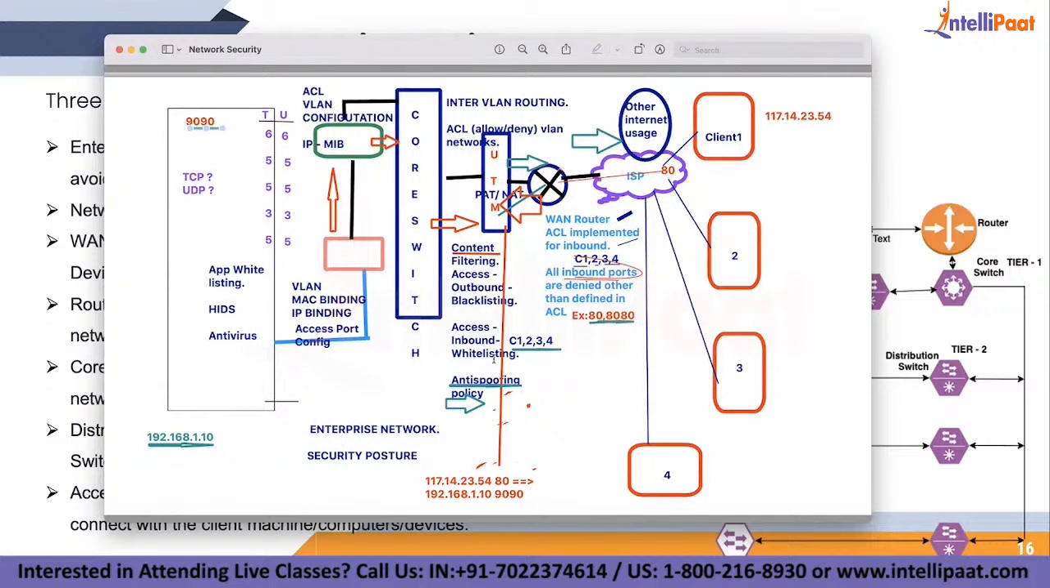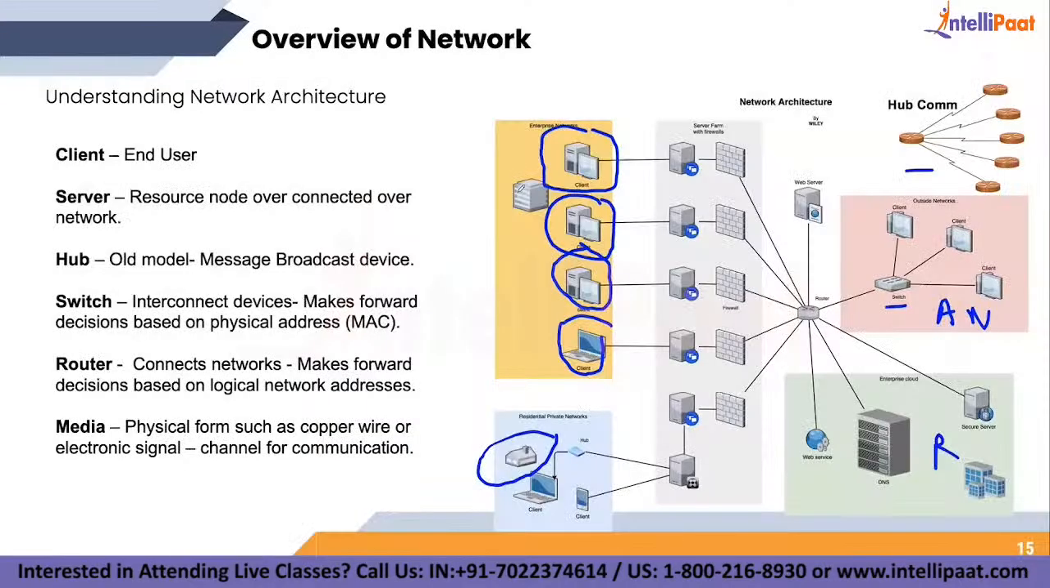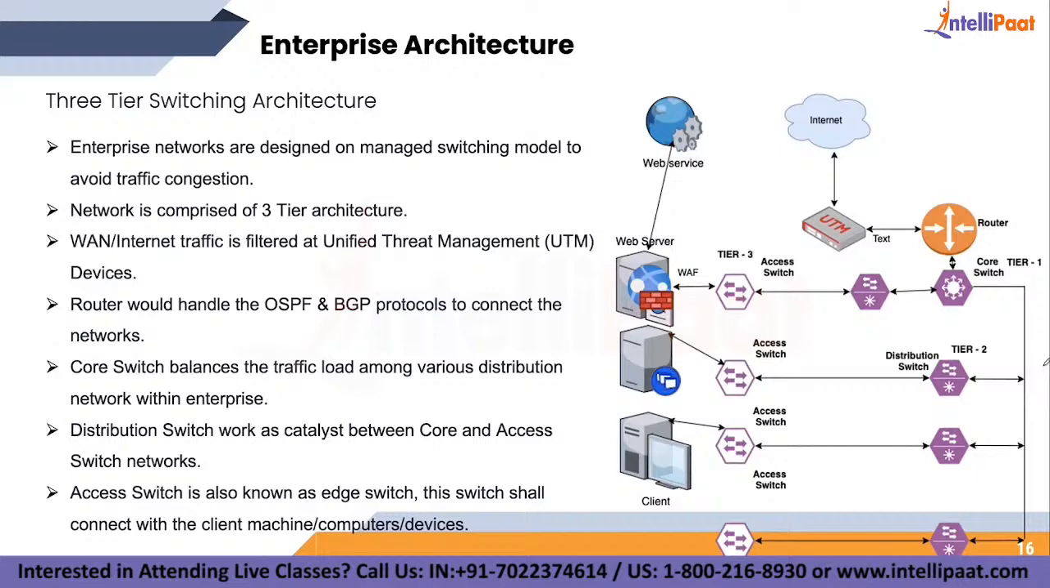So the firewall has the ability of implementing the anti-spoofing policy as well. And also there will be a core switch which will do inter-VLAN routing. So there could be various networks that you'll be connected to: network 1, 2, 3, and 4. All of this inter-VLAN routing should happen from one to the other. That means they should be able to talk to each other.